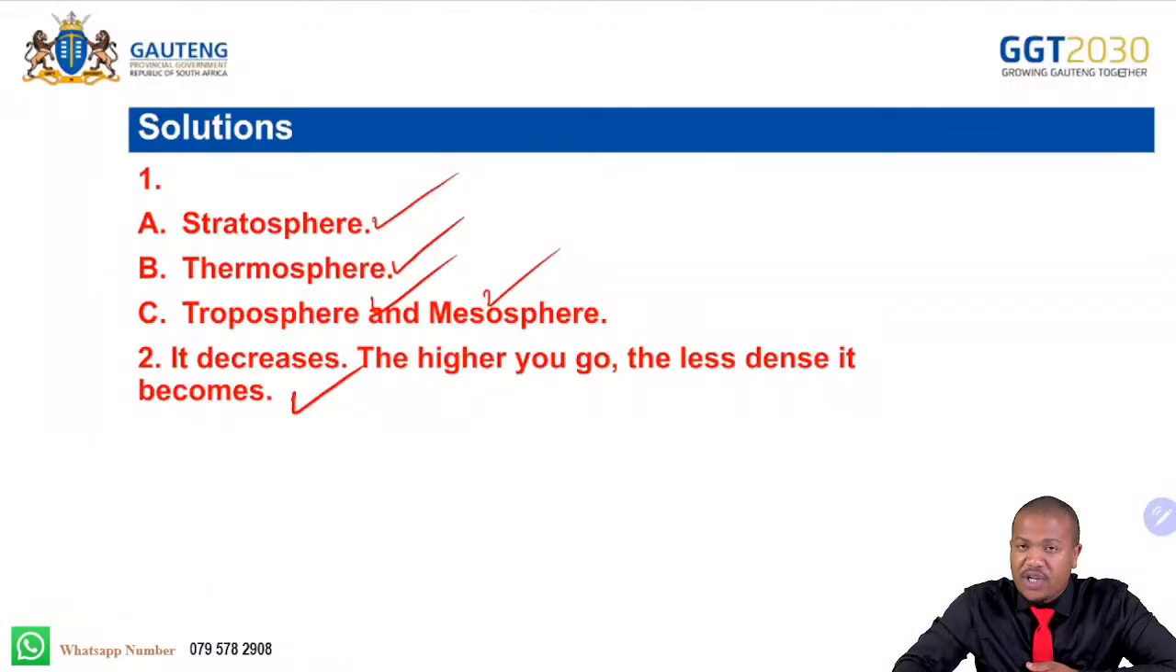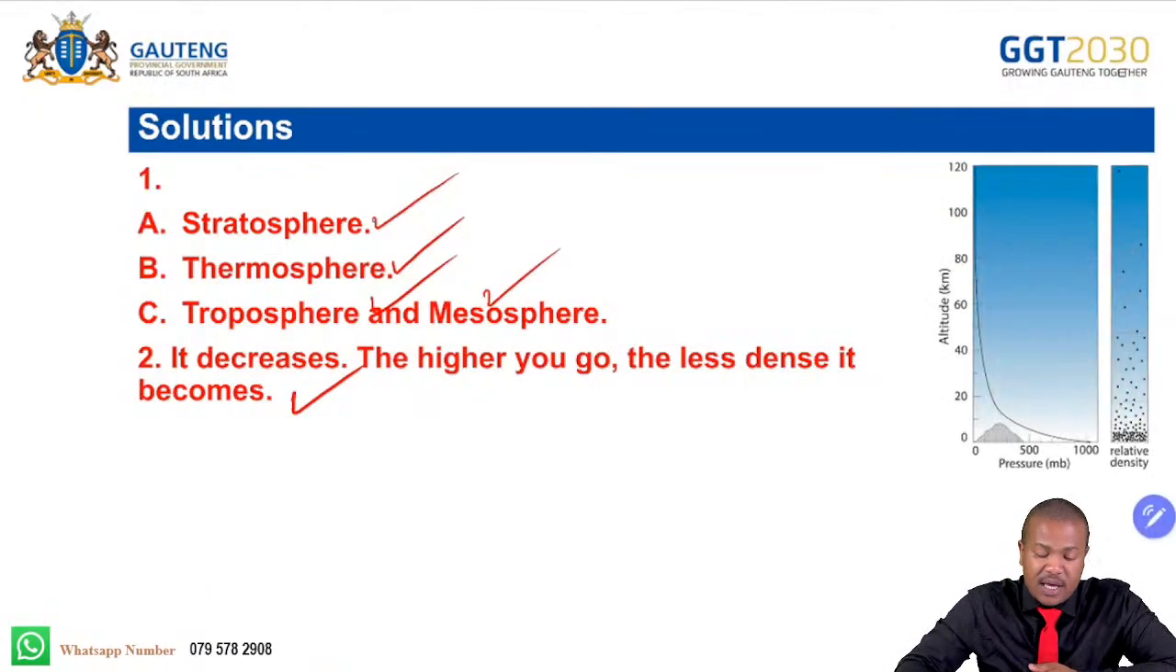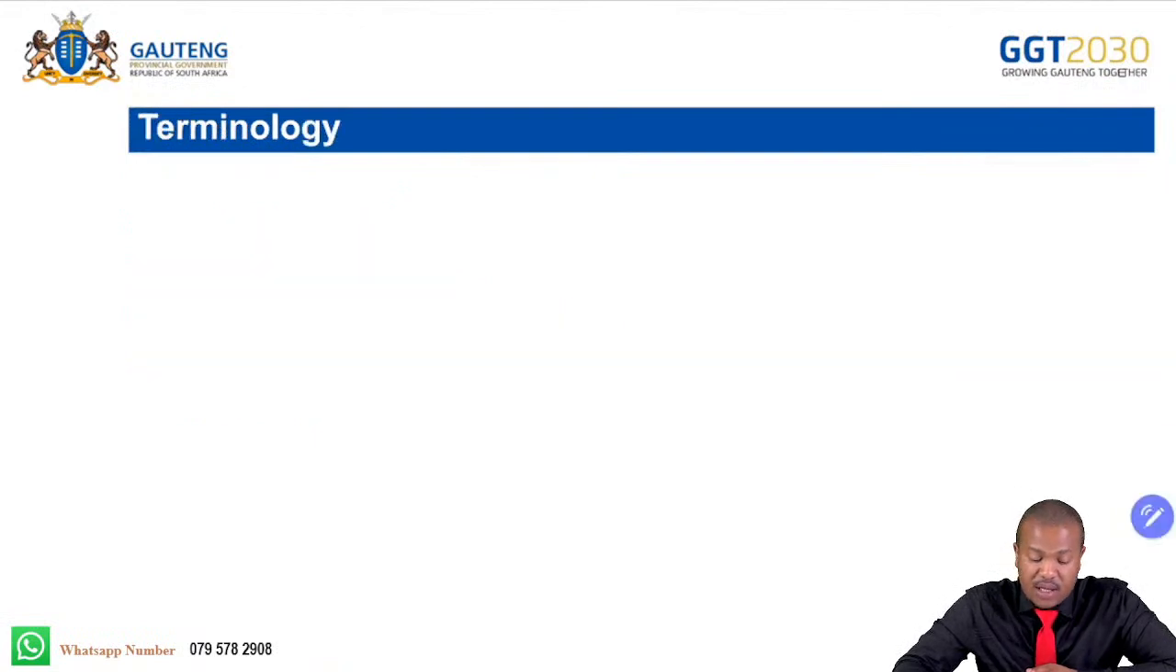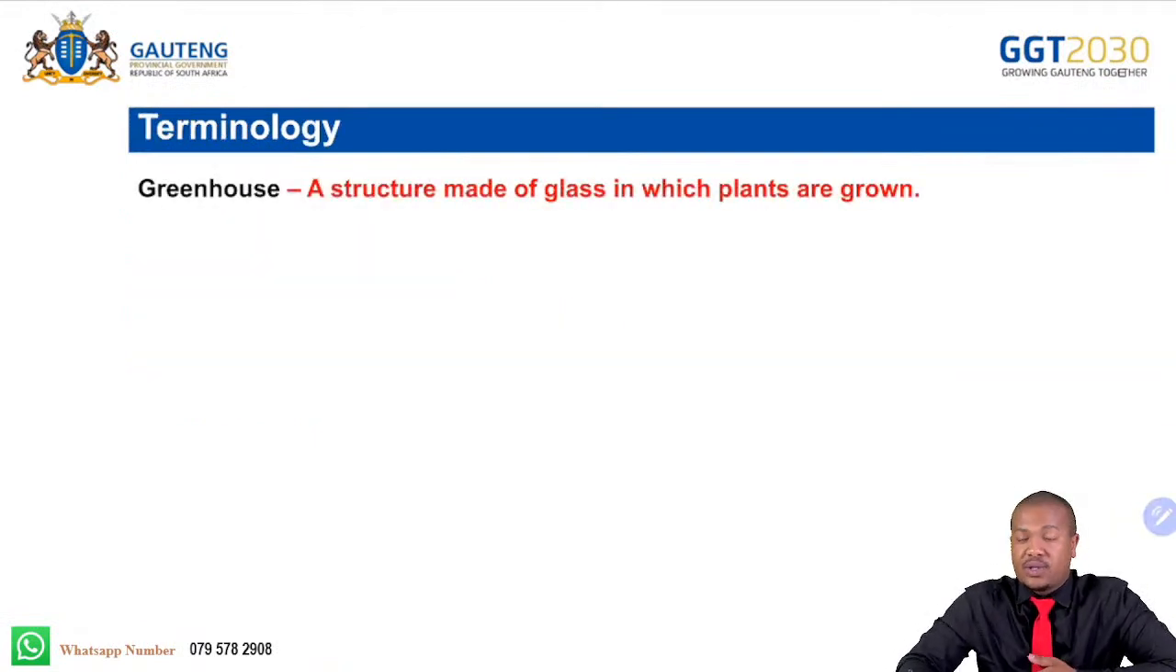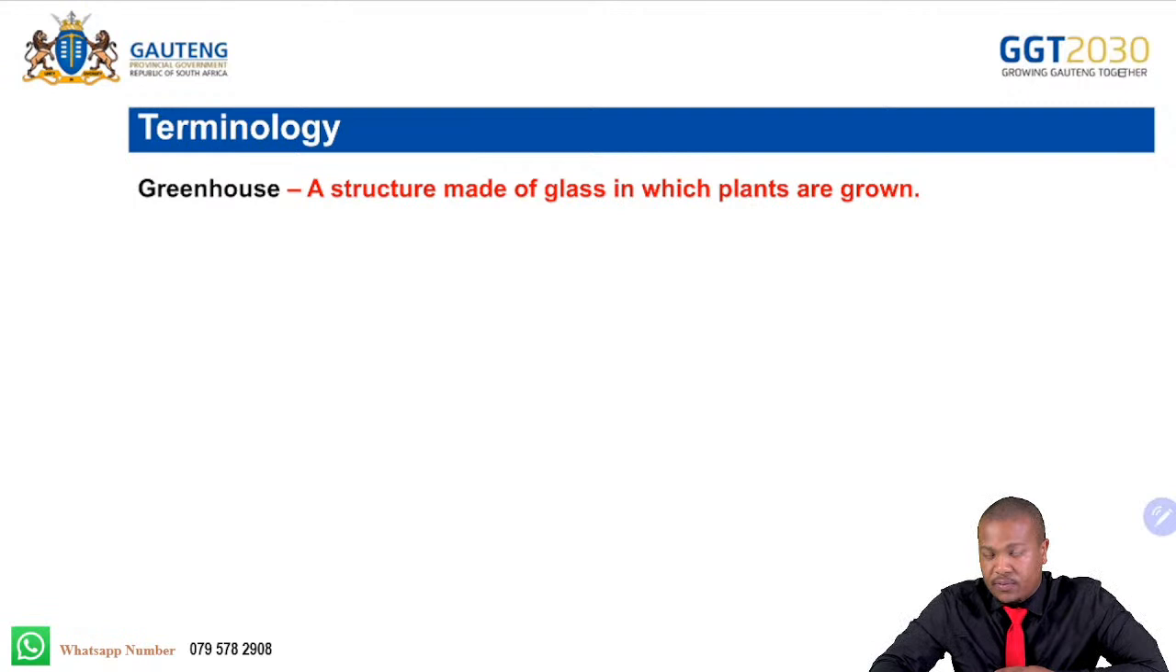We also need to look at the important terms that are associated with this lesson. Firstly, we have greenhouse. So what is a greenhouse? A greenhouse is a structure that is made up of glass in which plants are grown.